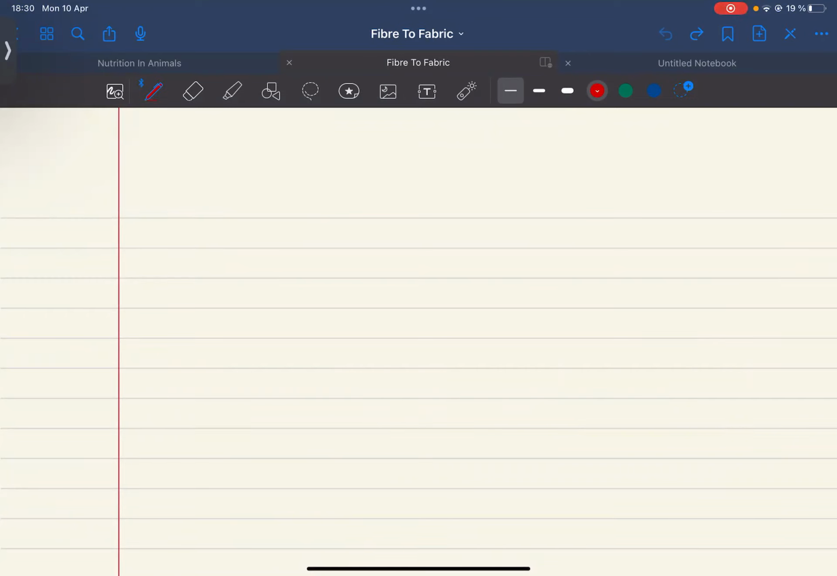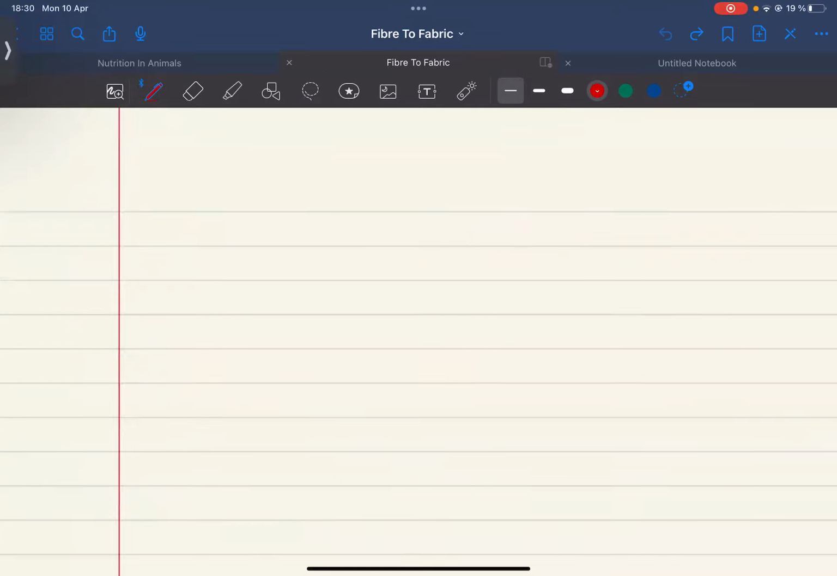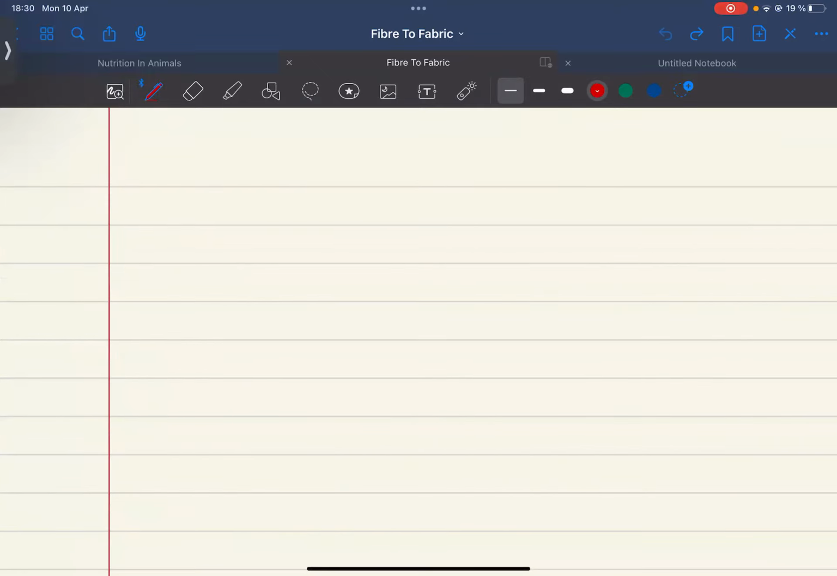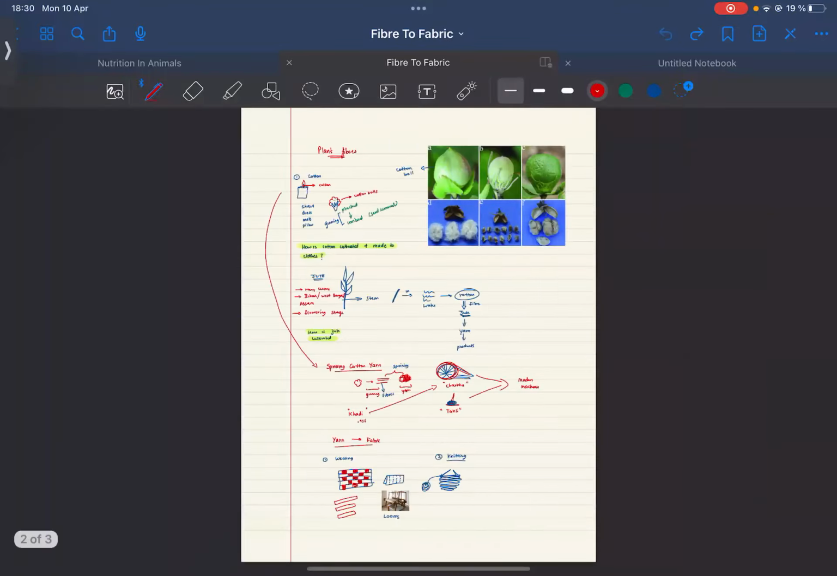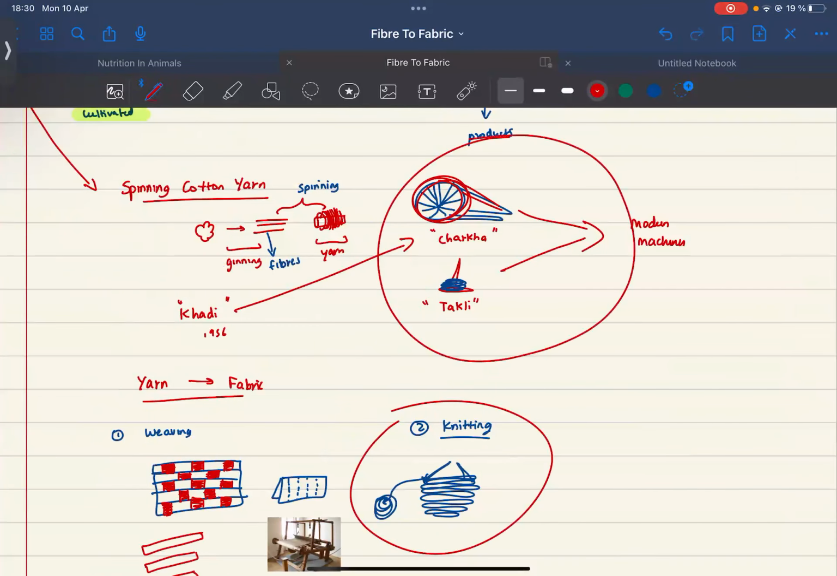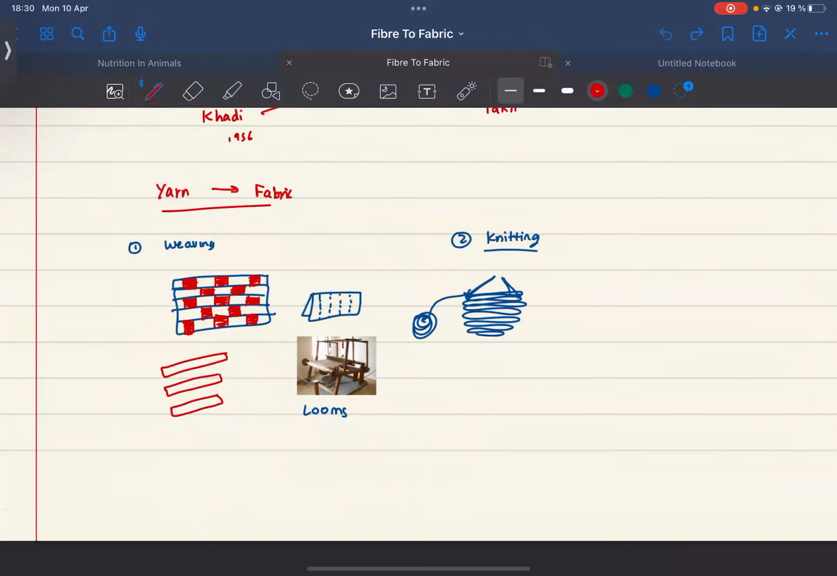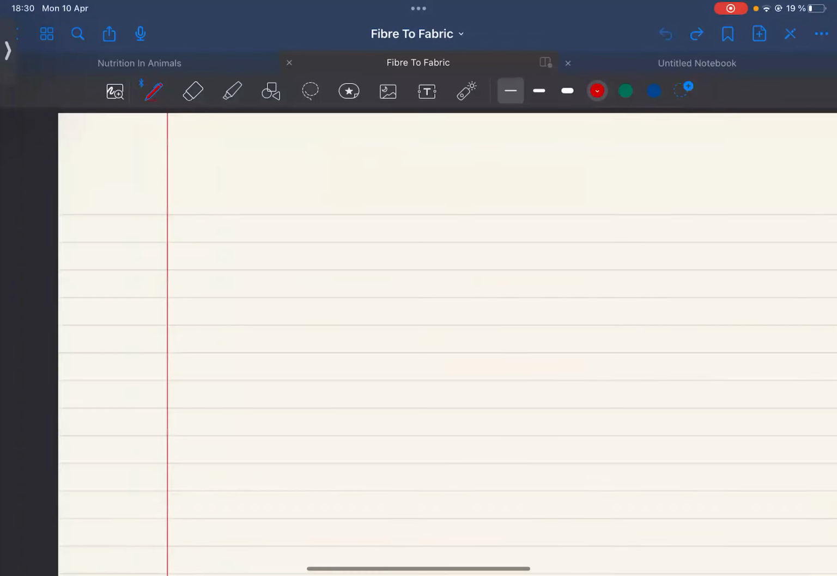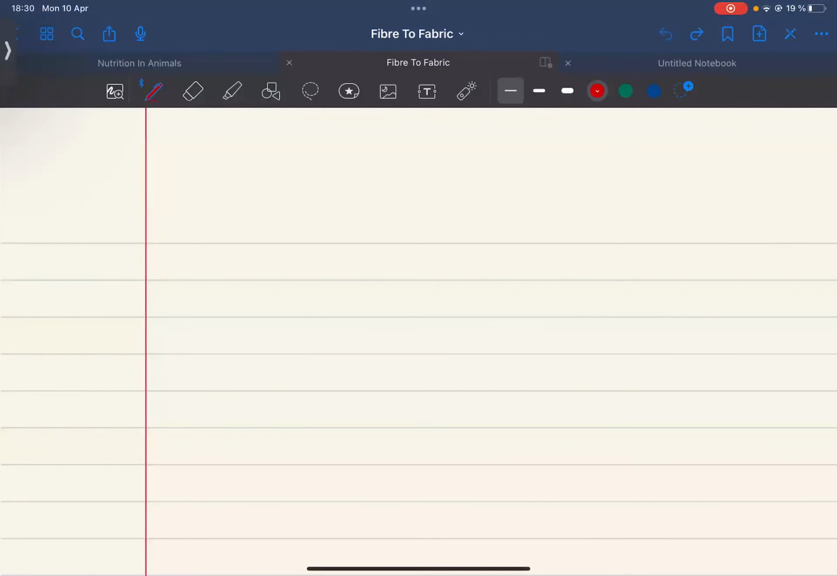Okay. All right. So now we're going to see this clothing material. From where did this clothing material start? In the last class, we learned about the two techniques, that is knitting and using the charkha, and how looms are used. So now we're going to talk about the history. From where does this clothing material come from?